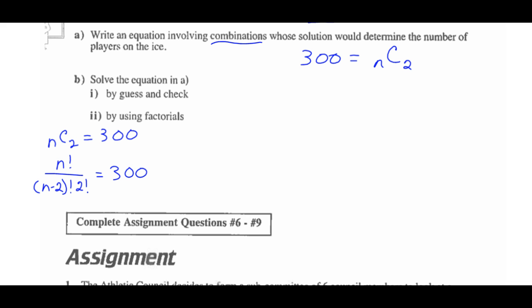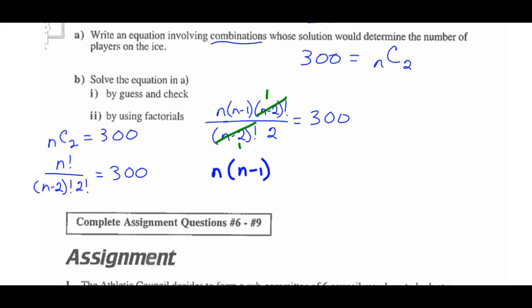And then I could say, well, that's the same as saying N factorial over, let's start writing the N factorials, N times N minus 1 times N minus 2 factorial over N minus 2 factorial. And 2 factorial is 2 times 1, so that's just 2. And that should equal 300. Now I can reduce any numerator to any denominator. You divide N minus 2 factorial by N minus 2 factorial, we get 1. So I'm left with N times N minus 1 divided by 2 equals 300.